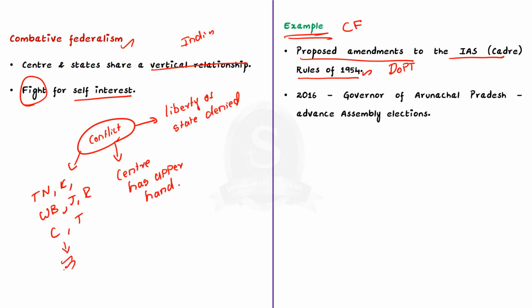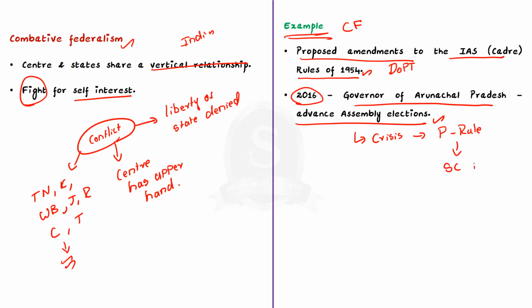Now let me give you one more example. In 2016, the governor of Arunachal Pradesh decided to advance the assembly election. This led to a political crisis in the state, resulting in president's rule. At that time, Supreme Court intervened and set right the constitutional crisis. How? The Supreme Court said that governor's discretion does not extend to the powers conferred under Article 174.